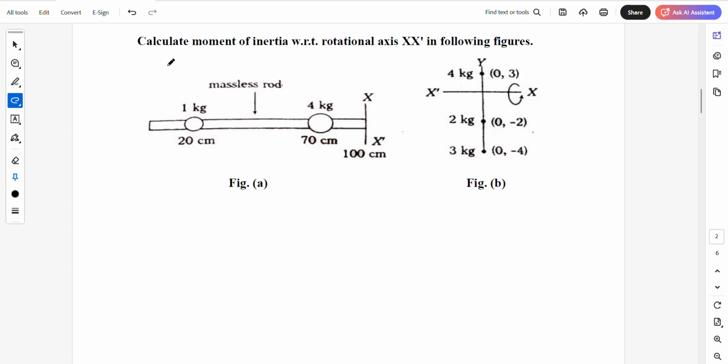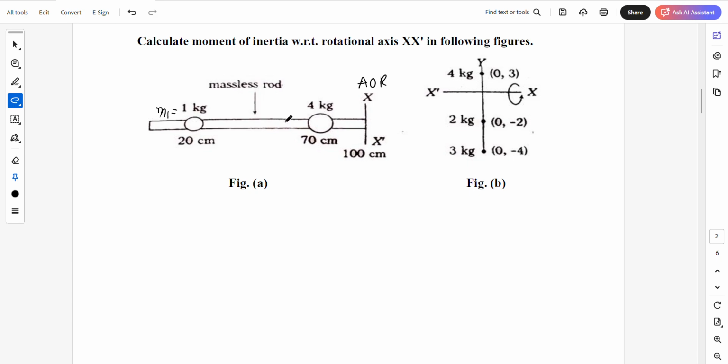Now, calculate moment of inertia with respect to rotation axis. This is the axis of rotation, axis of rotation xx dash. In the following figures, figure a. Now, I will call this as m1.